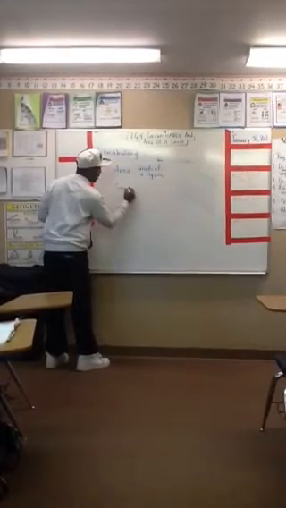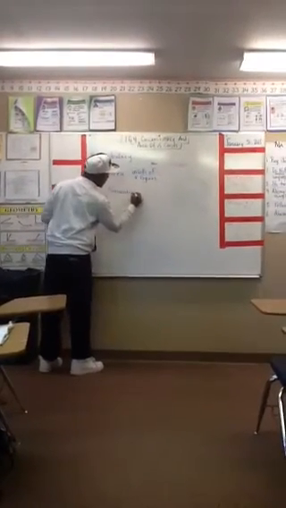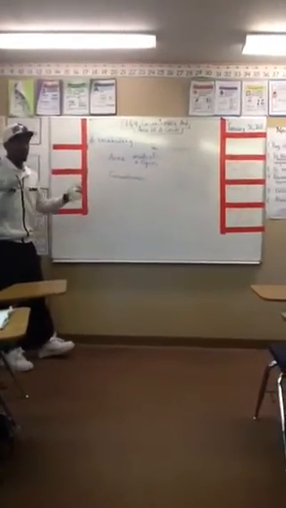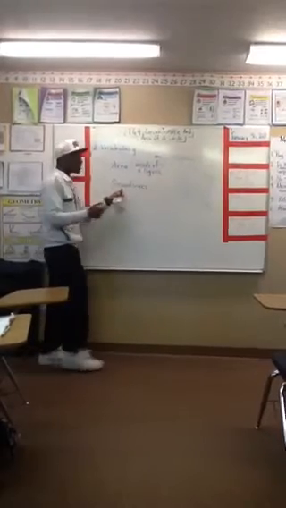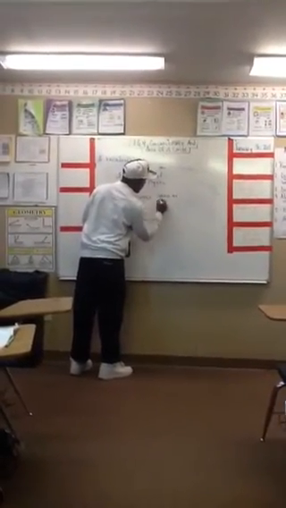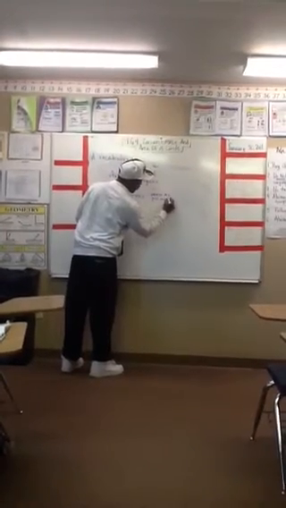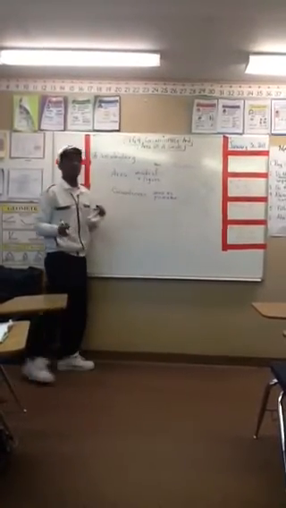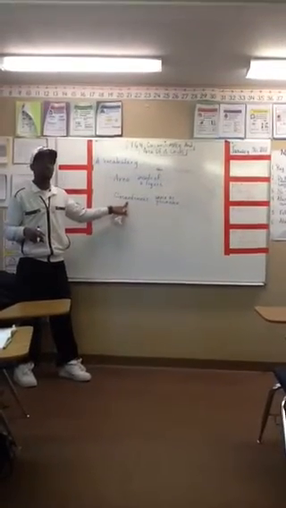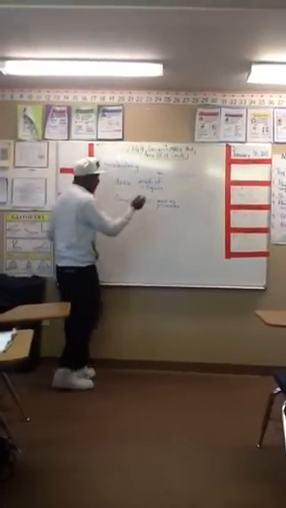Circumference. Can you tell me what measures the outside of a figure? Perimeter. So circumference is the same as perimeter, except when you're measuring the outside of a circle, we don't say perimeter. We say circumference. Say it: circumference. Another term.